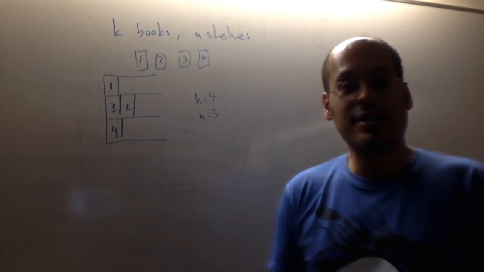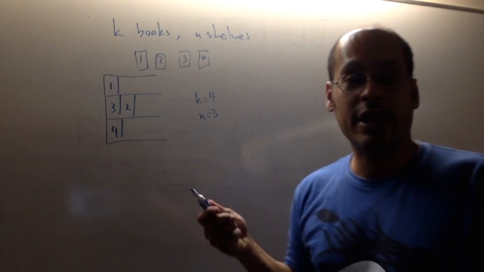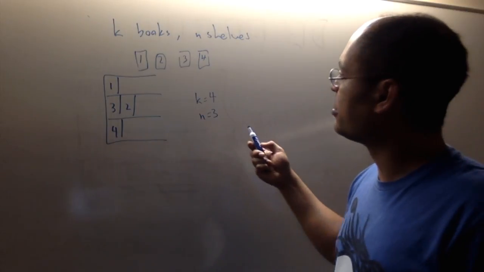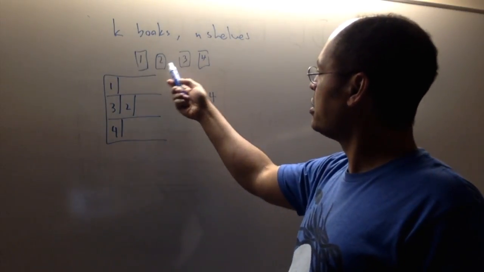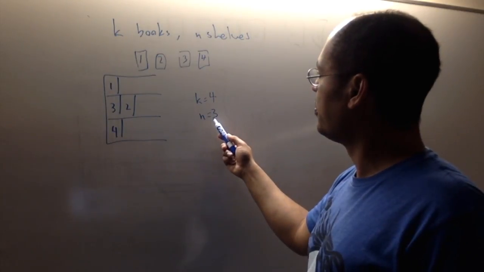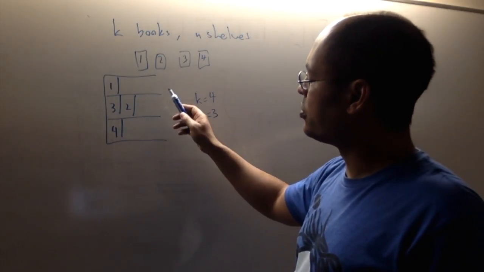All right, so let's consider the following problem. We have K books, and we'd like to place them on n shelves. I've given an example right here. So we imagine that these are our 4 books. We have 3 shelves, so K is 4, N is 3. And we're going to see how many ways we can stick them on these shelves.